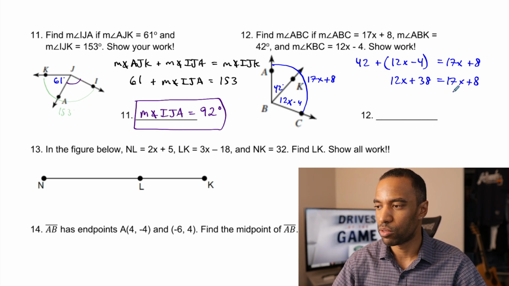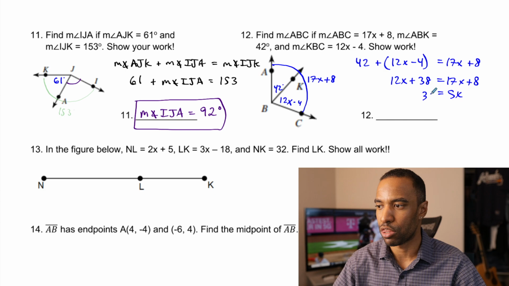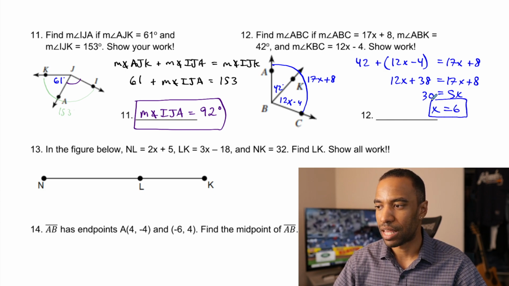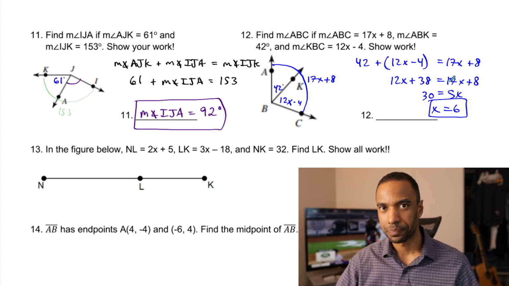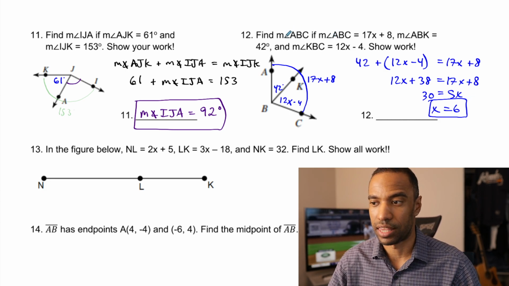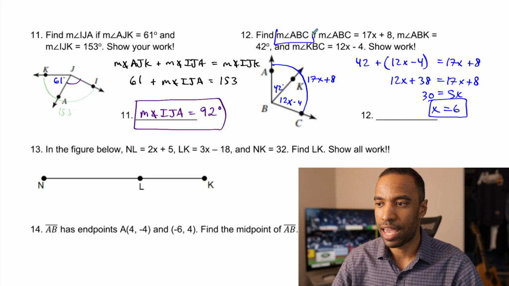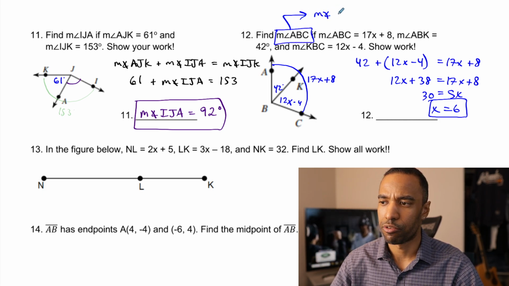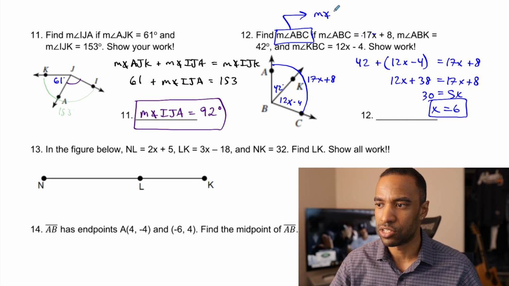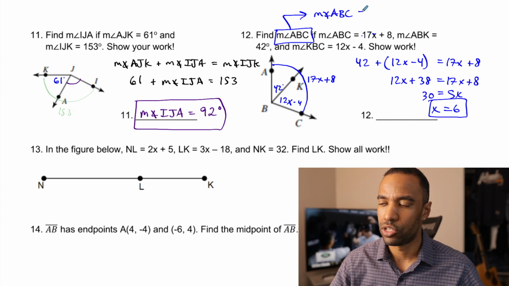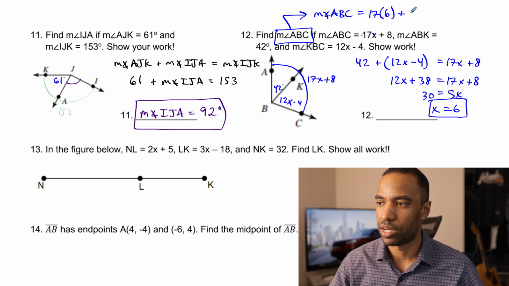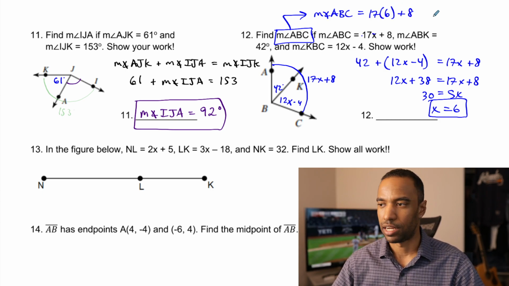Subtract 12x from both sides, I get 5x. Subtract 8 from both sides, I get 30. And then divide both sides by 5, we do get x equals 6. Now that's great, but that's not what we needed. This helped. It's not the answer yet. We got to find the measure of angle ABC right here. Now we have an expression for measure of angle ABC, which is 17x plus 8. So what we're going to do, guys, is take the 6 that we got for x, substitute it in, and then determine that number.